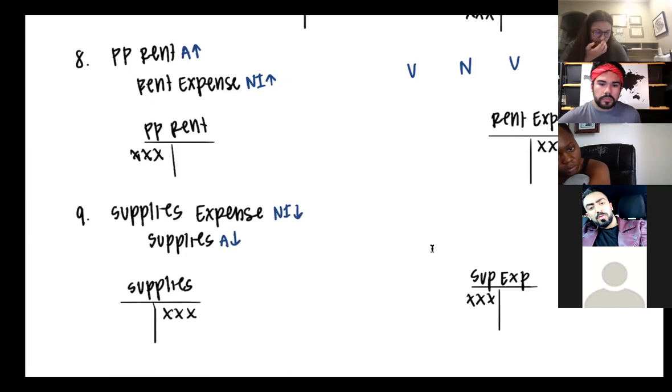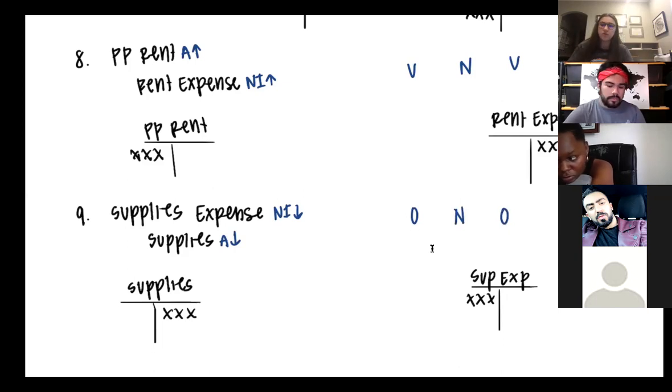So if your assets should have been lowered, then your assets were overstated and nothing happens to your liabilities. And if your supply should have been expensed, then your net income is overstated because you didn't lower it yet by expensing it. Everyone good on this one? You mind explaining it again?